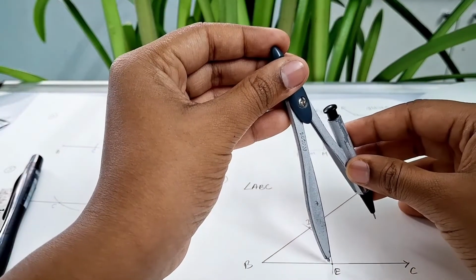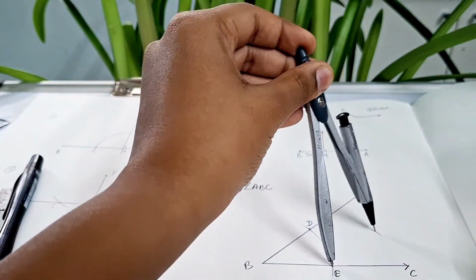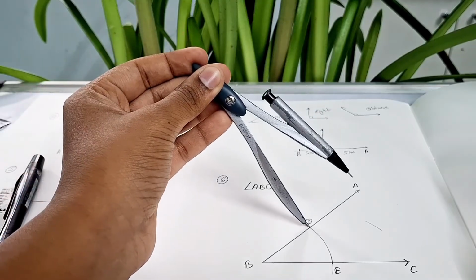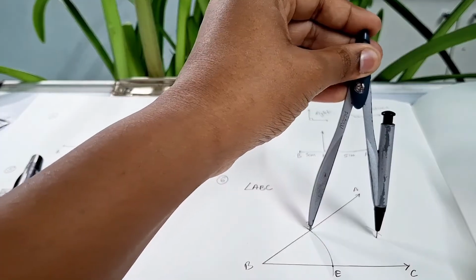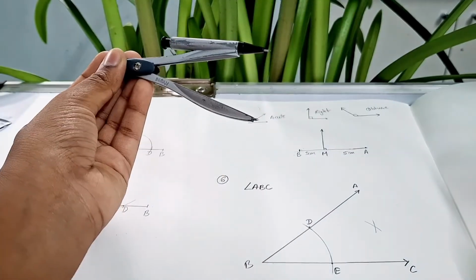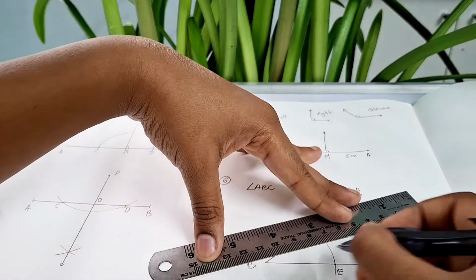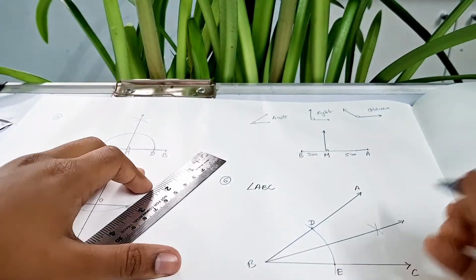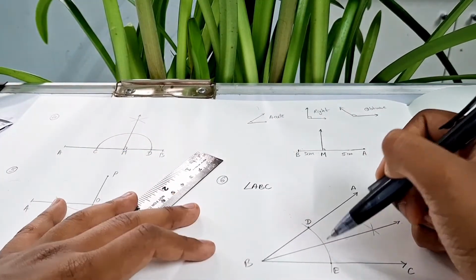Now, any radius I will take, draw an arc, but while changing the point from E to D, for both the points E and D I have to keep the same radius as we did for lines. Now I have to join this with point B. This angle has been divided into two equal parts, as we can see.